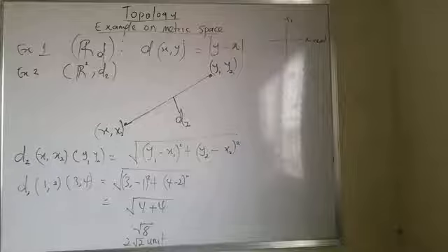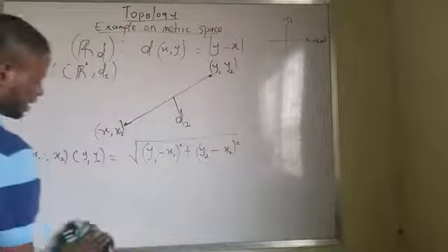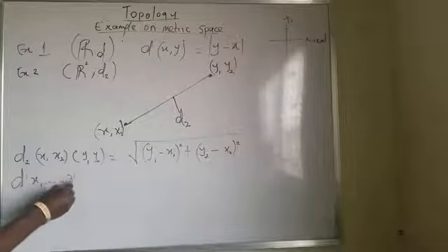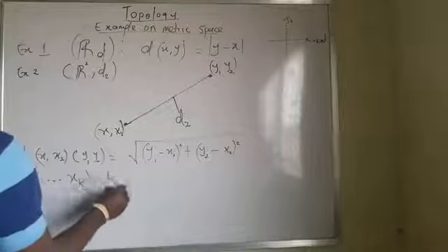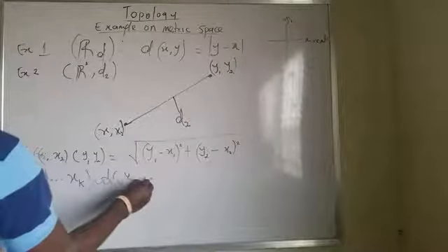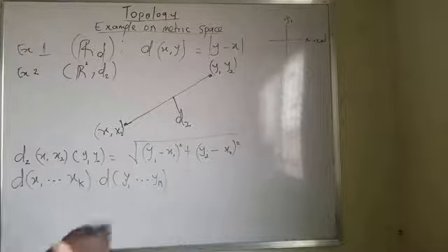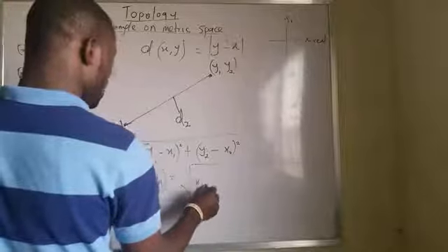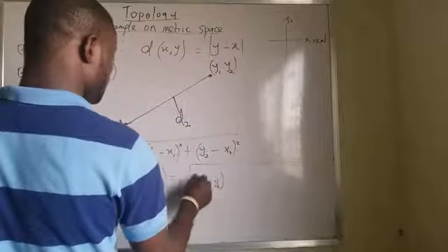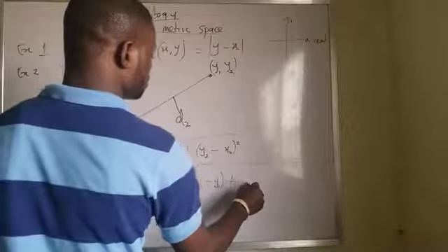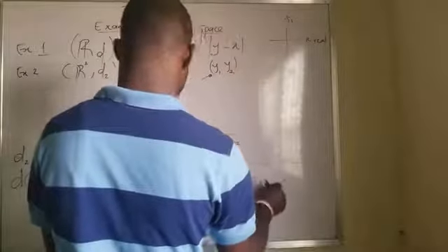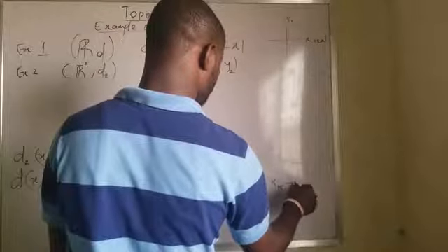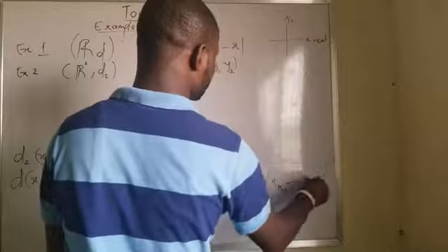Now, if I should generalize the distance of a given point in a general form, it means a distance of x1 to xk and distance of y1 to yk will be equal to the square root of x1 minus y1 plus xk minus yk. That is in general form.